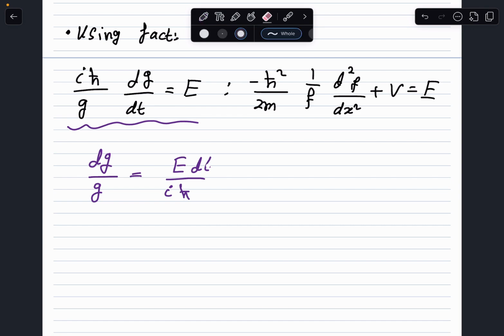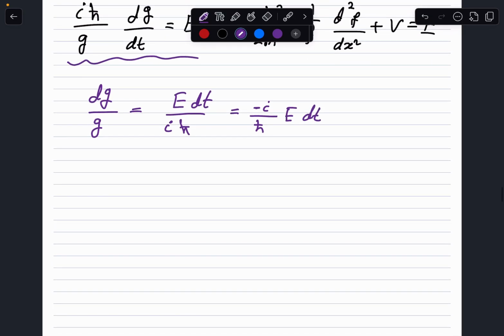Of course, I hope you know that 1 over i is equal to minus i. So this can be written as minus i over h bar E dt. Now we integrate both sides.